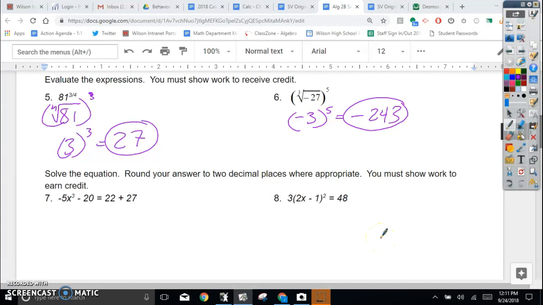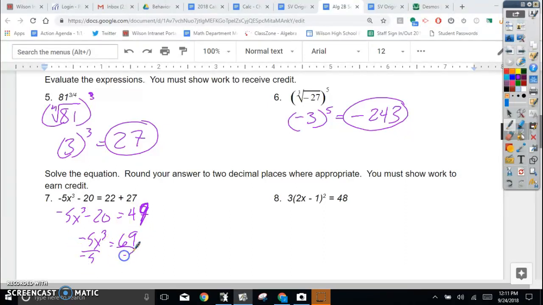Solve the equation. Round your answers to 2 decimal places, so I'll have to break up the calculator here. So to start out, I'm going to have negative 5x cubed minus 20 equals 47. I'm sorry, 49. You can see that 2 here. 2 plus 7 is 9. 2 plus 2 is 4. I'm going to move over the 20, so I'm going to add 20 to get 69.